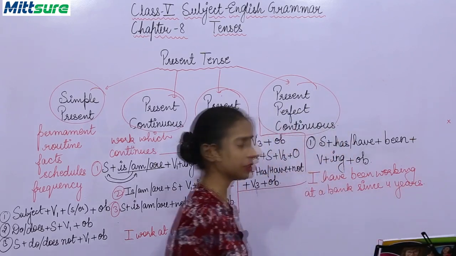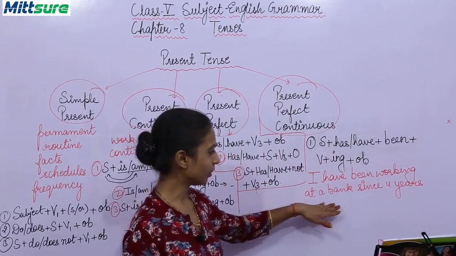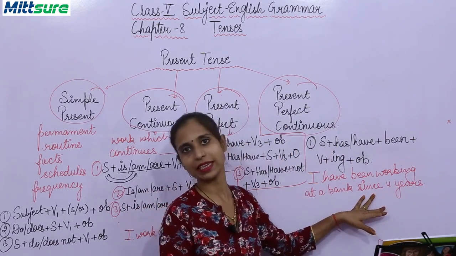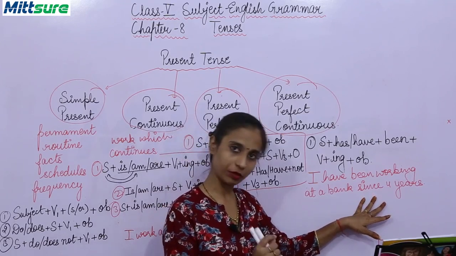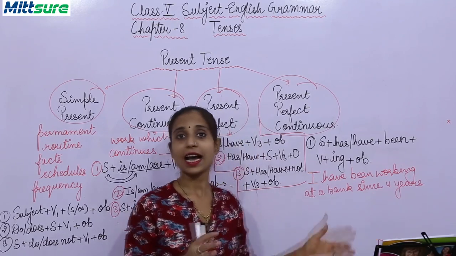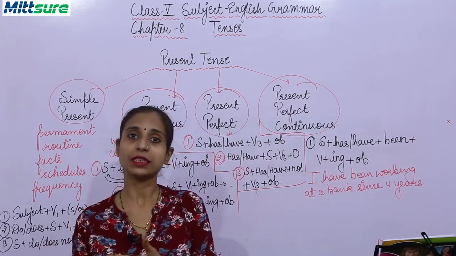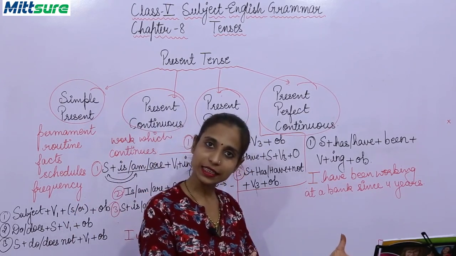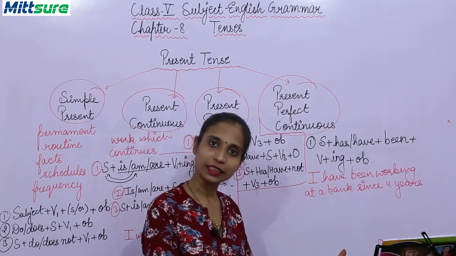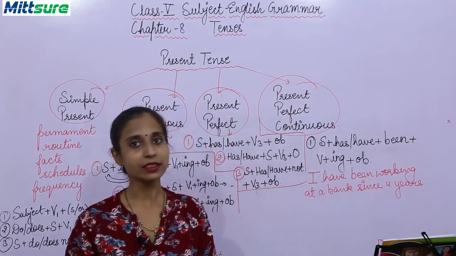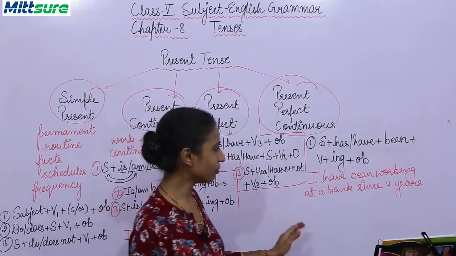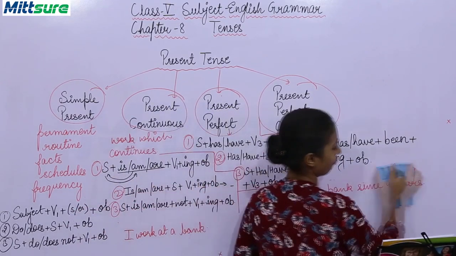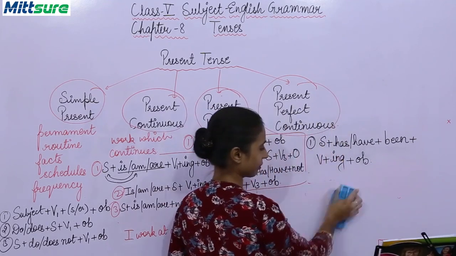So here you can see that the work, I have been working in a bank for 4 years, my task is complete and the work is still going on. You can say, I have been reading Oliver Twist since last night. So since last night I started the work, and still I am reading this book. Now this was the formula for assertive sentence. Now let's see the formula for interrogative sentences.